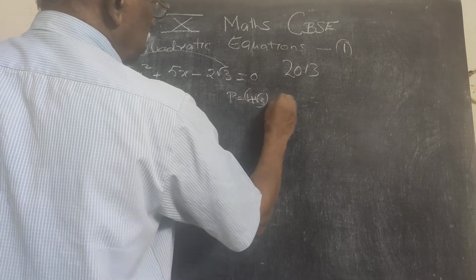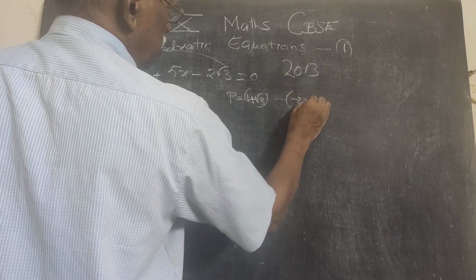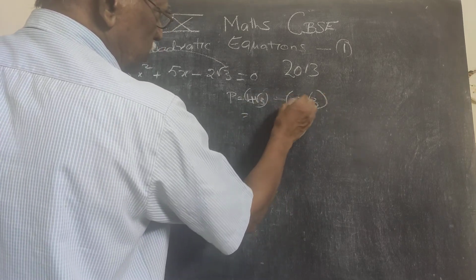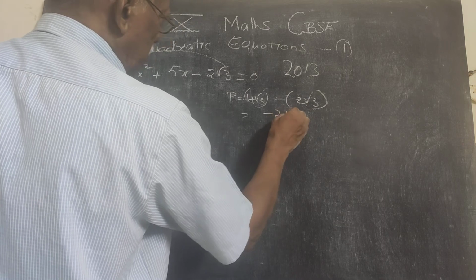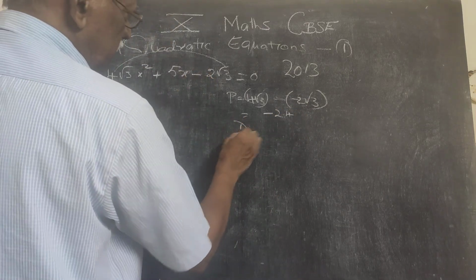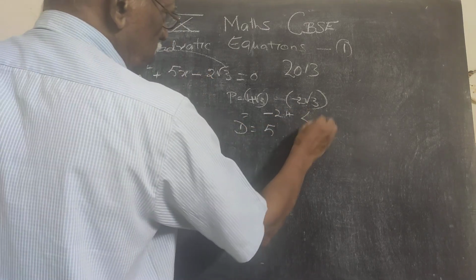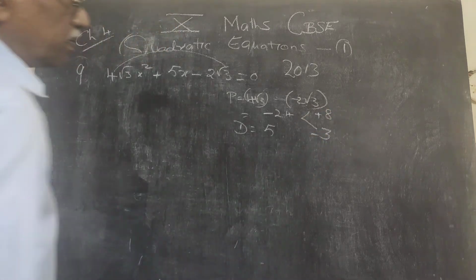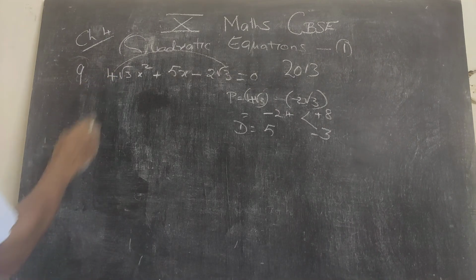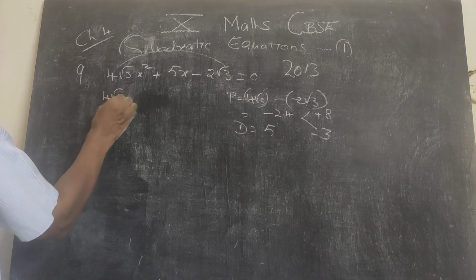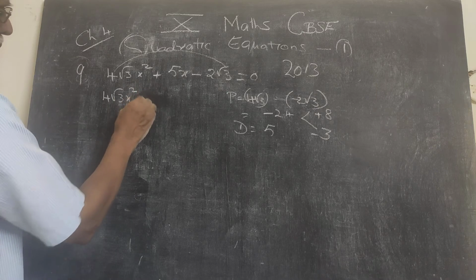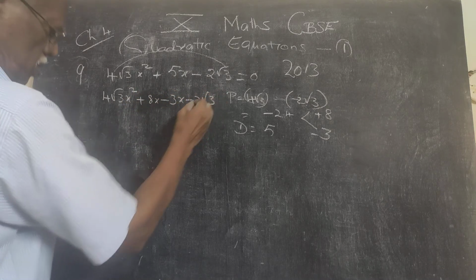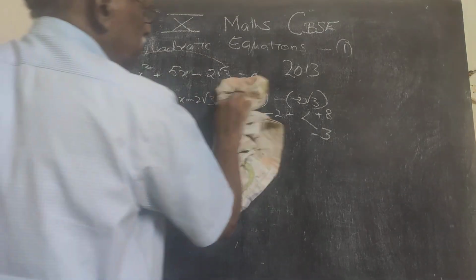4√3 and −2√3. 4 twos are 8, √3 into √3 is 3. So 8 into 3 is 24, so the product is −24. Since it is minus, the difference must be 5. So 8 and 3, plus 8 and minus 3. So rewrite this problem: 4√3 x² + 8x − 3x − 2√3 = 0.